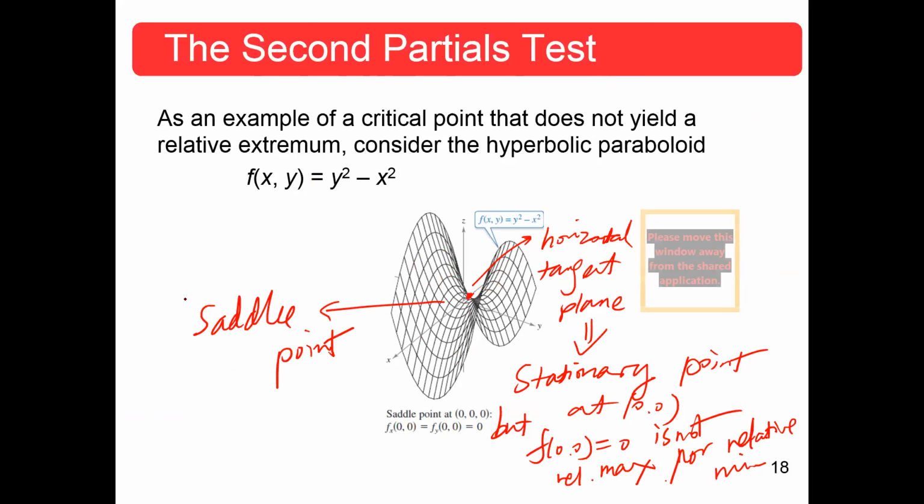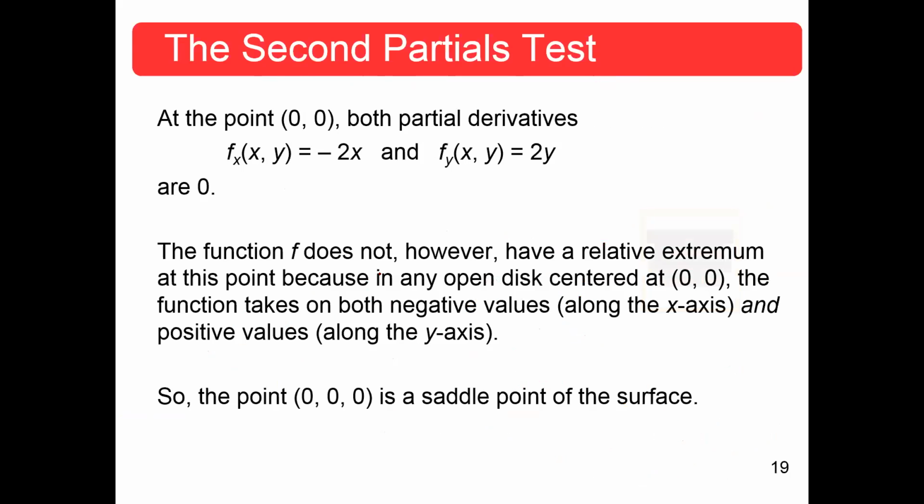You can also tell this name by trying to imagine a saddle, right? This does look like a saddle. The point is right in the middle of the saddle. So a saddle point doesn't give you any extreme value, even though it is a stationary point. So this is one concept that's new for a function of two variables. The next slide just explains what we just discussed. The point 0, 0 is a saddle point. It doesn't give you a relative max or relative min.